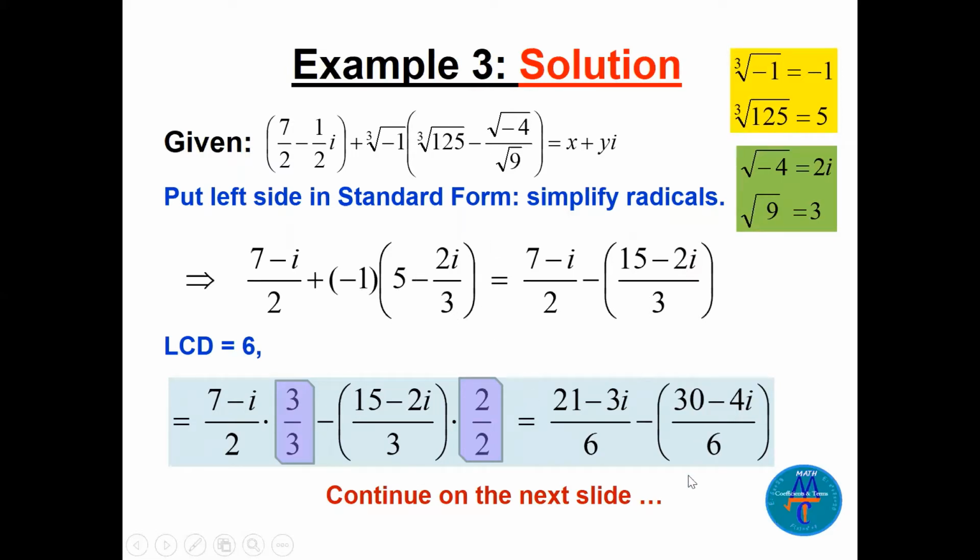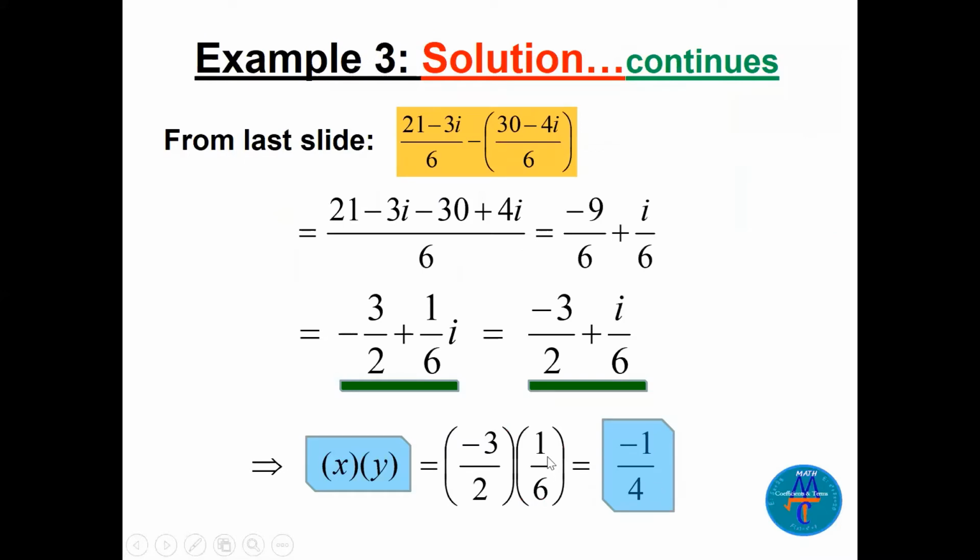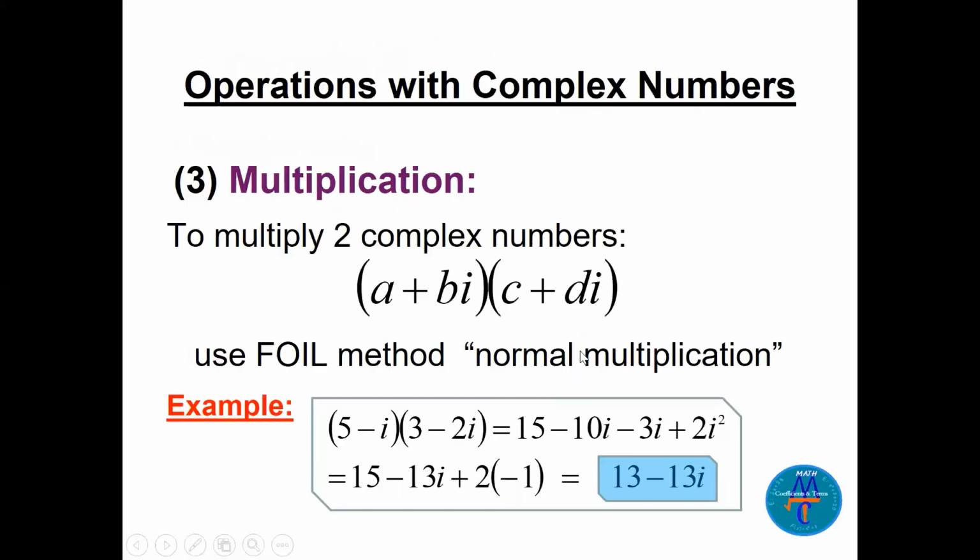LCD. Try it yourself. And then you find x is minus 3 over 2. Y will be 1 over 6. Multiply them. You get minus 1 over 4. Just one remark here. If you get this answer, minus 3 over 2 plus 1 over 6i, you can leave the minus here on the side. You can put the minus with the numerator, or 1 over 6i, you can write it as i over 6. These green answers are exactly the same.